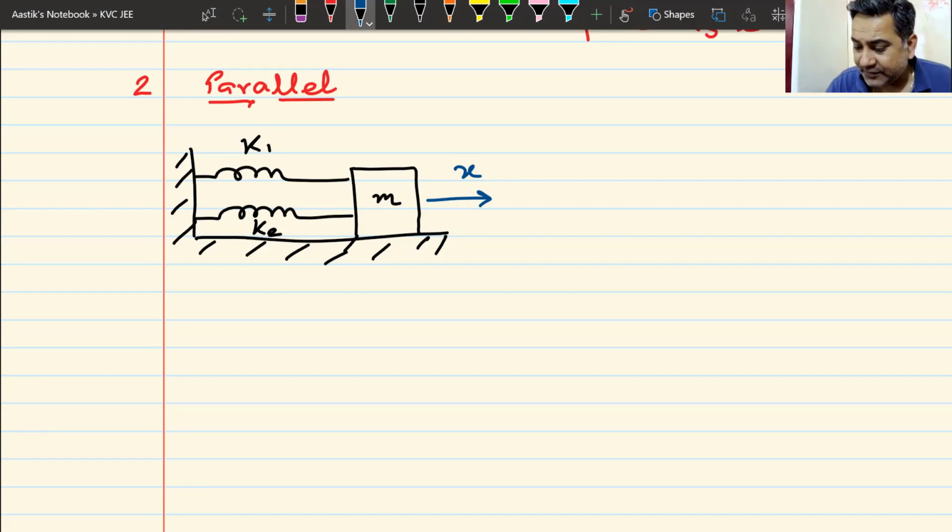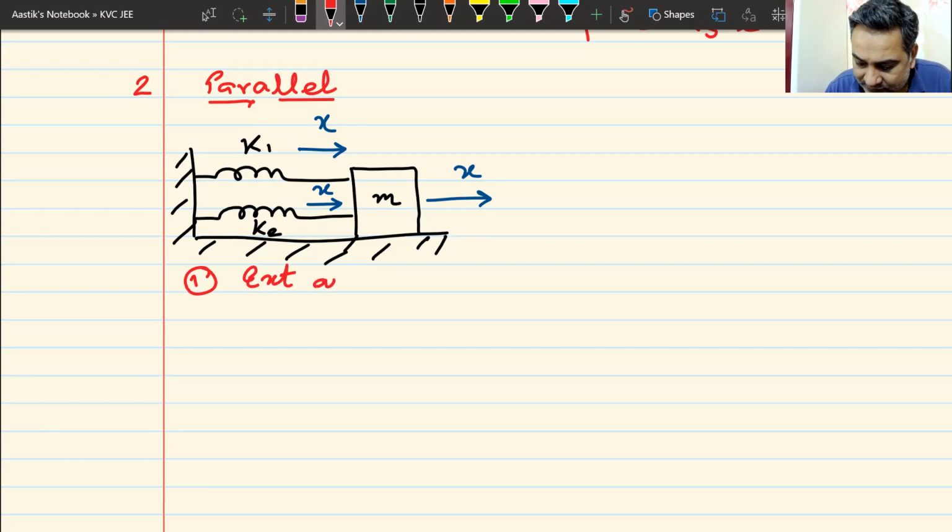It's very simple to see here that this spring will also get extended by X and this spring will also get extended by X. So what do we see here? In the previous case, the extensions were different. But in this case, the extensions are the same. So that is the first point that we note down: extensions or compressions are the same in both the springs. I have only put 2 springs, but you can put more than 2, it doesn't matter. Extensions are going to be the same in all the cases.